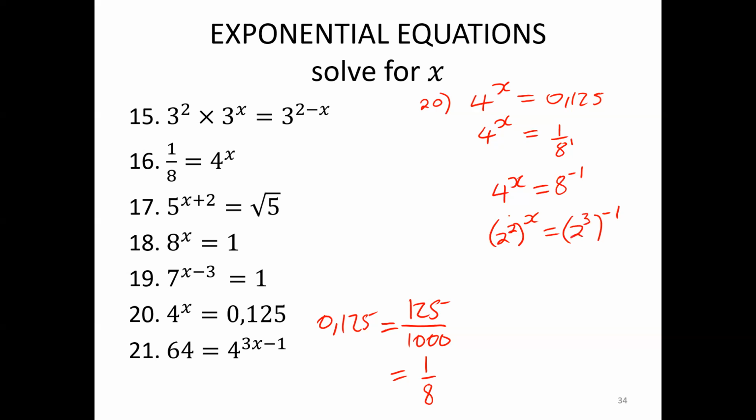Now multiply the exponents. 2 times x is, 3 times negative 1 is. Now that the bases are the same on both sides, drop the bases and equate the exponents. For me to solve for x, to isolate x, I'm going to divide both sides by 2. And that is your solution.